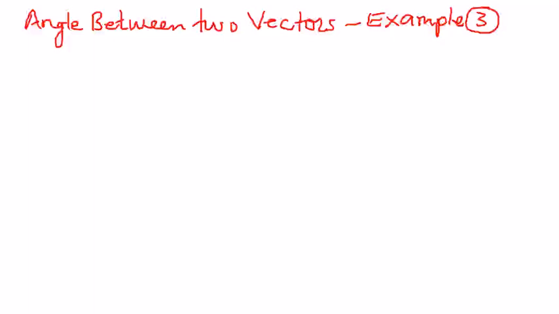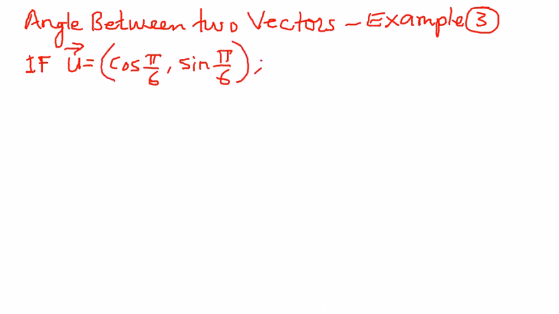Welcome to my presentation. In this presentation, let us try to find the angle between two vectors. Let us say the two vectors given to us are as follows. Vector u is cosine pi over 6, comma, sine pi over 6. And vector v is given to us as cosine 3 pi over 4 and then sine 3 pi over 4.